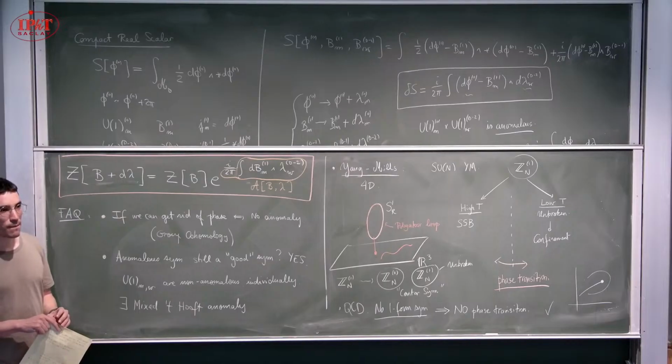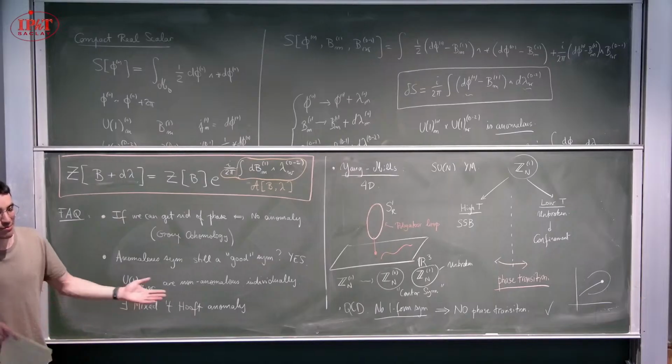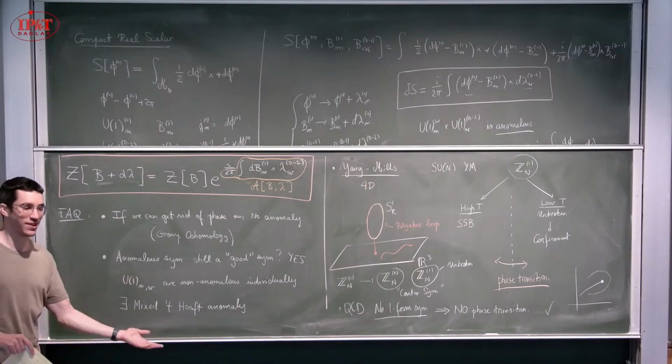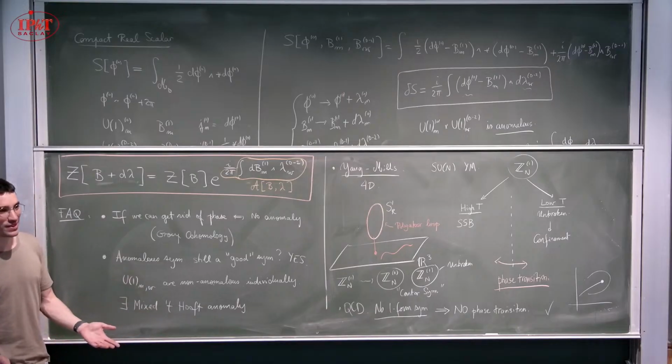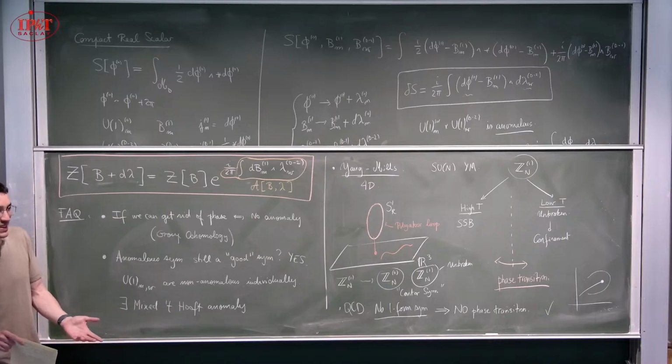Both of them, or one or the other? No, not both. They have the anomaly, so I can gauge one or the other. You have to choose, not both. And then the question is, what happens when I gauge that?